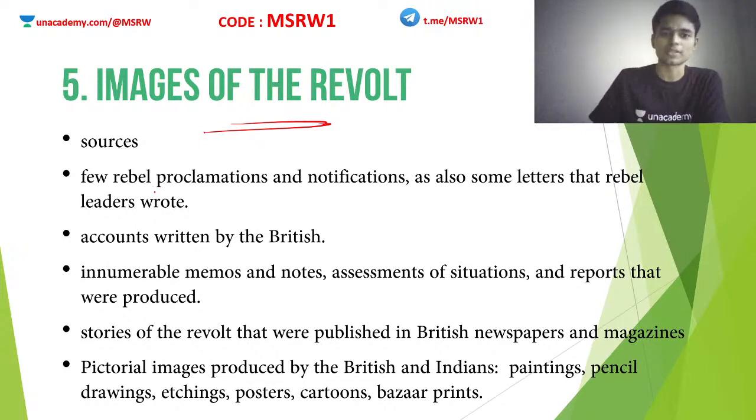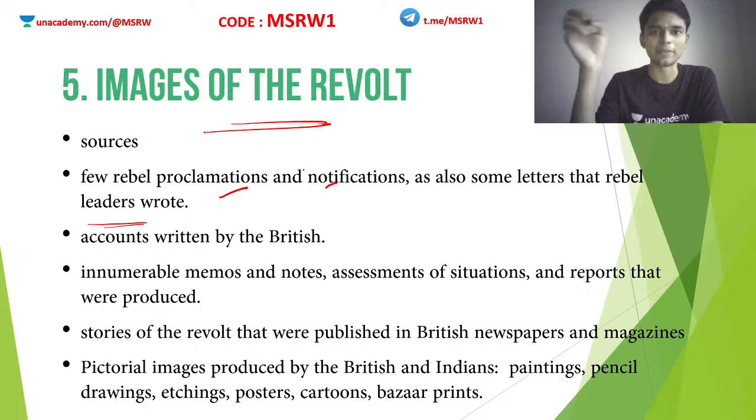So what are the sources? A few rebel proclamations and notifications, as also some letters that the rebel leaders wrote. Apart from basic British records, we have some rebel proclamations and notifications which were actually printed in the paper. Similarly, some letters that the rebels used to write to the British as well as to their comrades in the battle. Okay, so these were all prominent sources for studying the 1857 revolt.